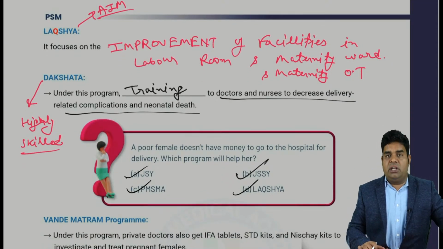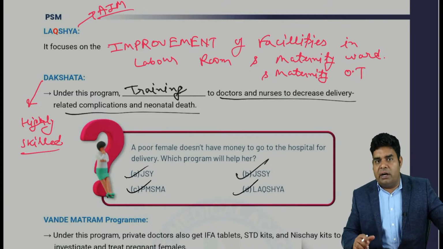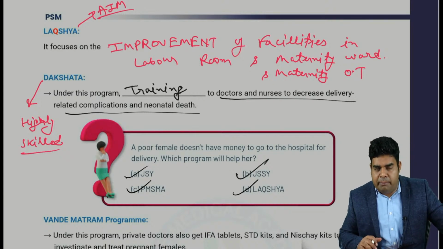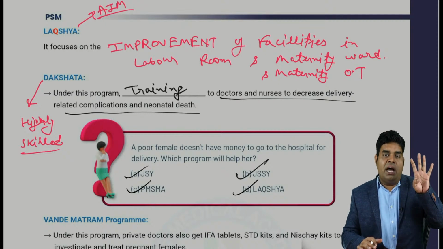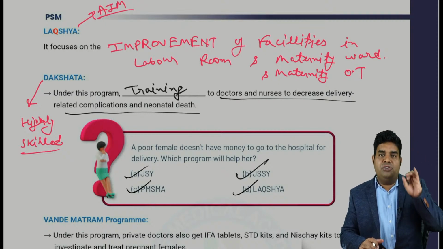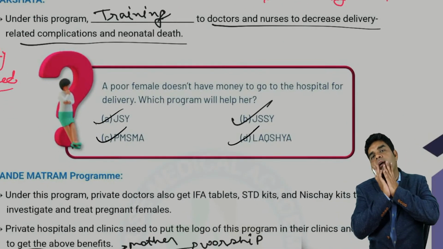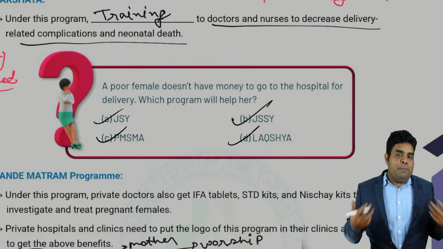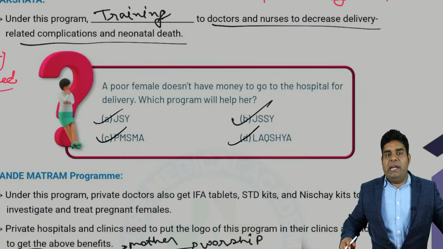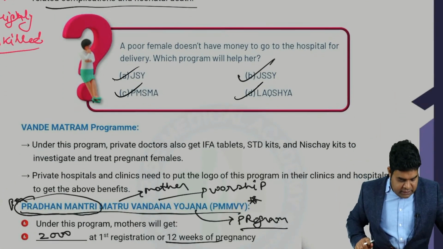Then there is Dakshata. Dakshata is a Hindi word which means highly skilled. So it is giving training to doctors and nurses to prevent neonatal death and maternal complications. So these 5 programs come under: Suman, Dakshata, Laksh, PMSMA, JSY, JSSY. Now, suppose I am a poor female who doesn't have any money to go for delivery, which program will help me? JSY, JSSY, PMSMA or Laksh? Please, my friend, do reply to this answer.